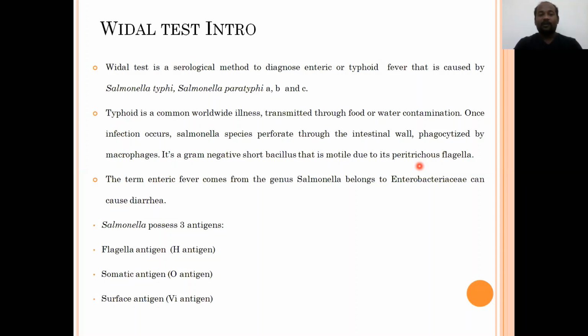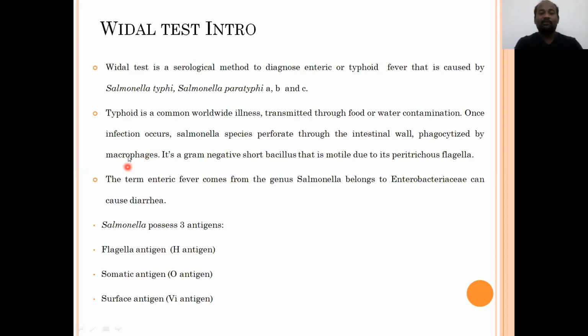So you know, typhoid is a worldwide illness transmitted through food and water. Once the individual ate food or drank water, once it entered the individual's intestinal wall, this bacteria will be absorbed, re-enter or perforate into the blood, and it is phagocytized by the macrophages.